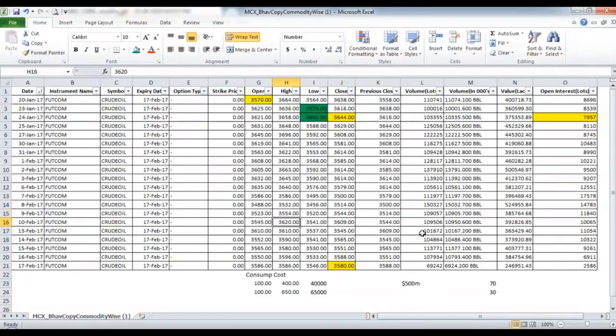Yes, sir. Did it go up? Yes, sir. Okay, first try to just see the trend. Then where to enter, not to enter, we'll see. But are you able to understand the trend at least? Okay.